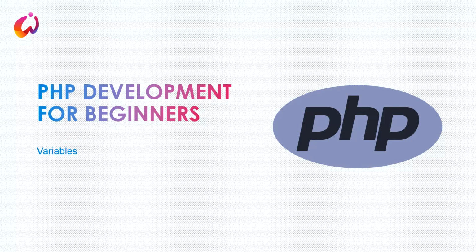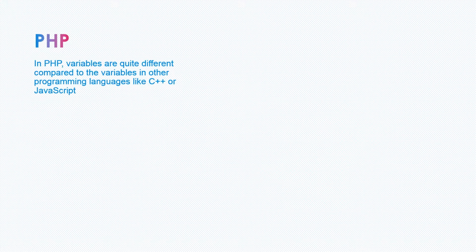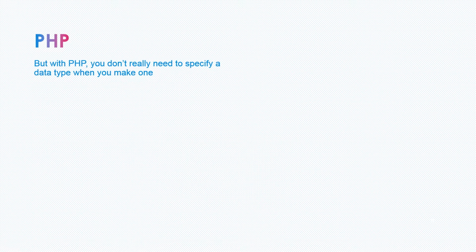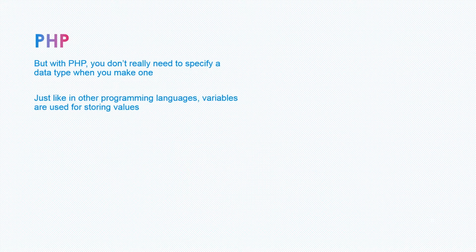Now let's talk about variables and understand what it does and what it is for. In PHP, variables are quite different compared to other programming languages like C++ or JavaScript. In C++, you always need to describe your variables with types like integer, float, string, and so on. But with PHP, you don't really need to describe it with types.